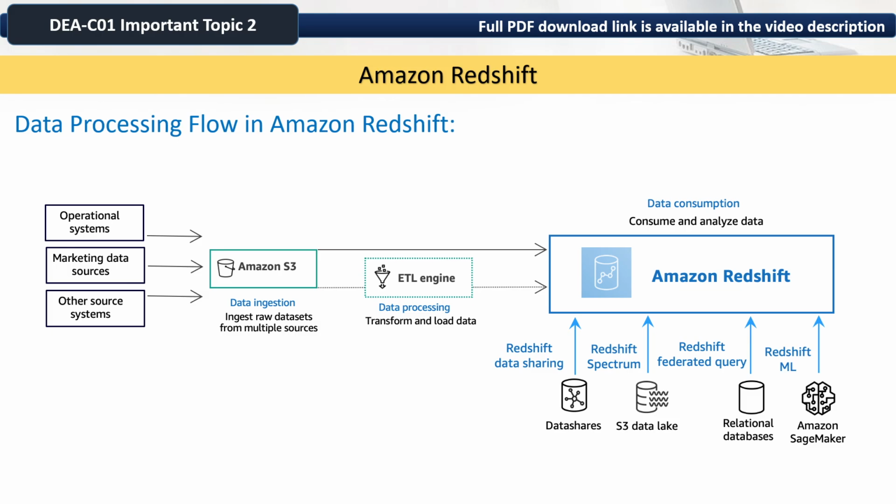Here you can see the data processing flow in Amazon Redshift. First of all, different types of data are ingested into an Amazon S3 bucket. Then it goes through data processing through an ETL engine, and then it reaches Amazon Redshift for data consumption.